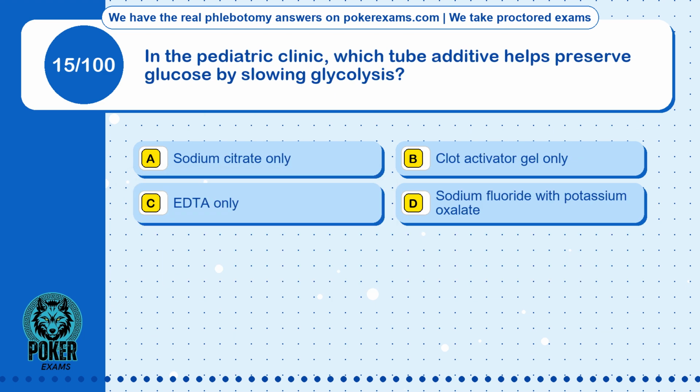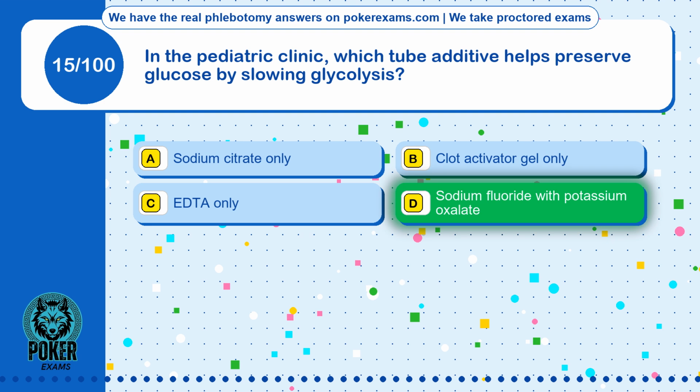Question 15. In the pediatric clinic, which tube additive helps preserve glucose by slowing glycolysis? Option A, sodium citrate only. Option B, clot activator gel only. Option C, EDTA only. Option D, sodium fluoride with potassium oxalate.